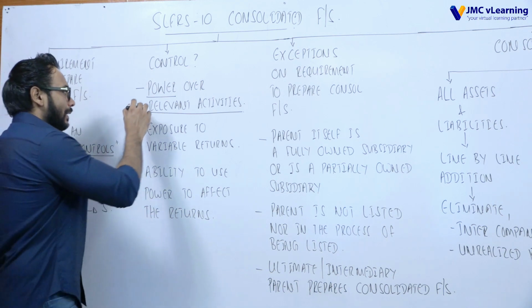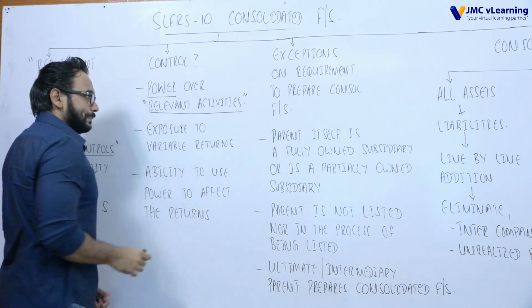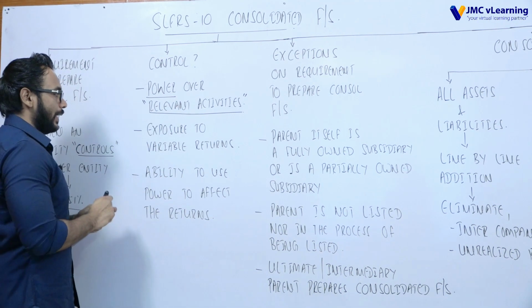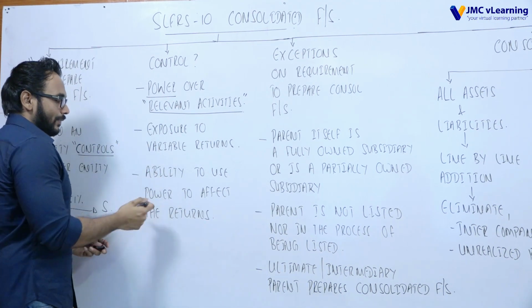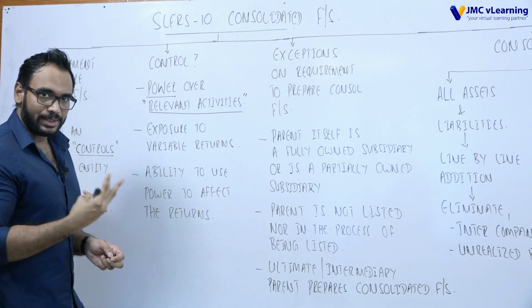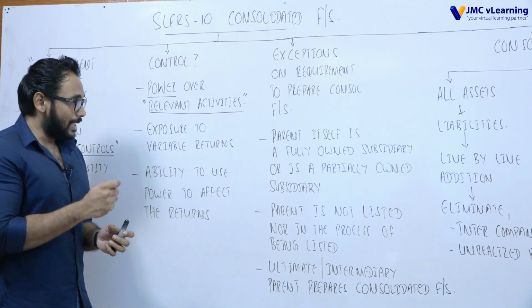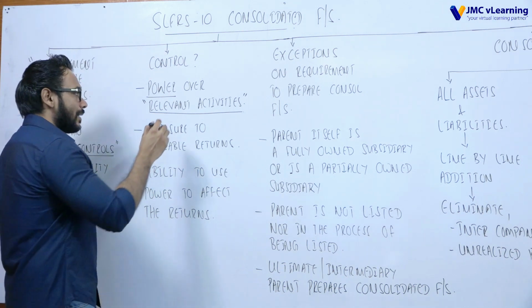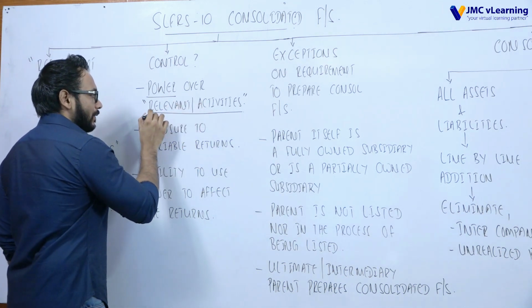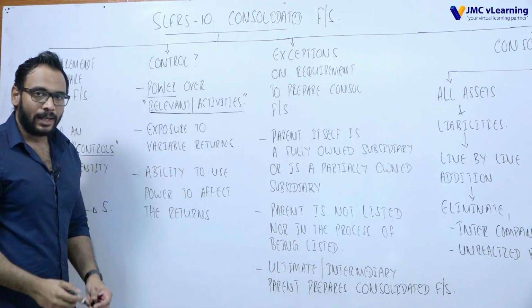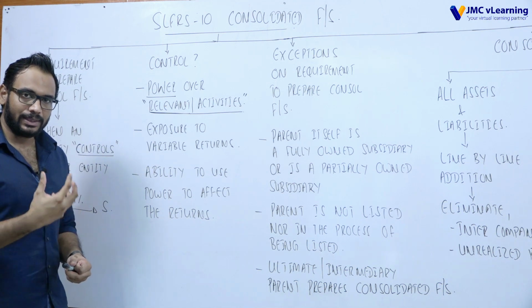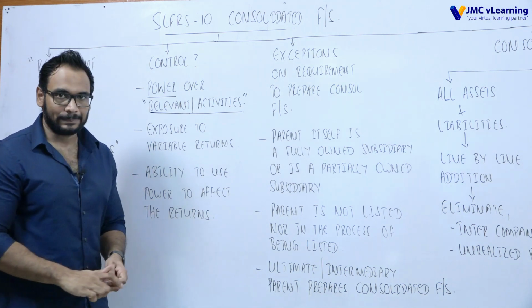All these 3 have to be satisfied, right? All 3 together. 1, 2 and 3, all 3 conditions need to be satisfied together. So, ability to direct relevant activities. The word relevant activities means the activities that significantly affect the returns of an entity.